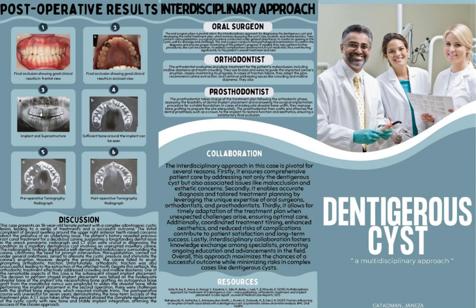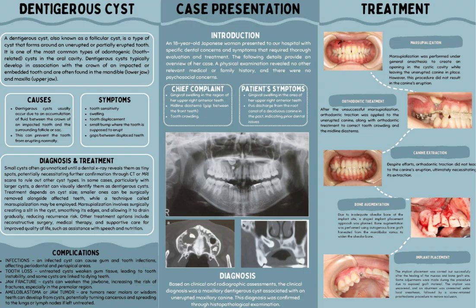Welcome to our video on the multidisciplinary approach in dentistry for treating a dentigerous cyst through marsupialization. First, let us understand what a dentigerous cyst is. A dentigerous cyst is a common type of odontogenic cyst that is often associated with an unerupted tooth. It typically presents as a localized swelling of the alveolar bone around the crown of an impacted tooth.